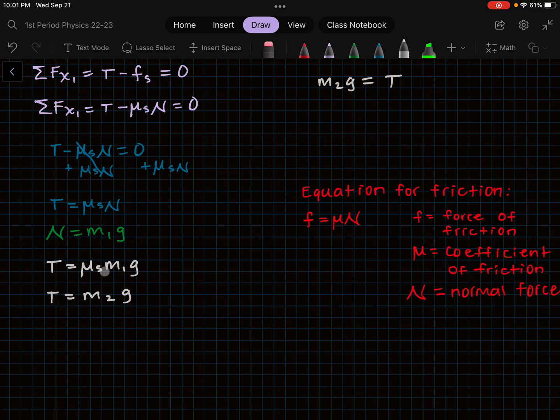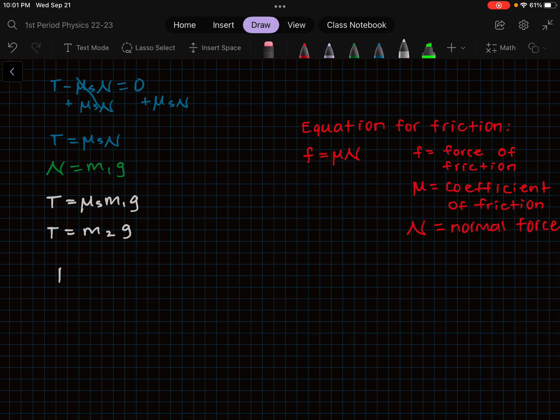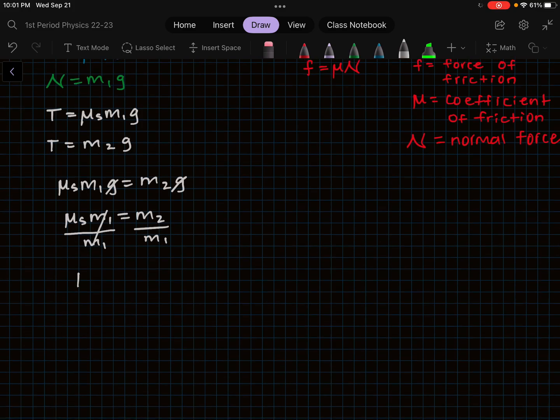So now I'm going to set them equal to each other, right? Because both of them are equal to T. And I'll have mu sub s, coefficient of static friction, times m1 times g is equal to m2 times g. I'm hoping you see that the acceleration due to gravity will cancel. And now we have mu sub s times m1 is equal to m2. So to solve for the coefficient of static friction, that's super simple. We just divide by mass 1. And we have that the coefficient of static friction is equal to mass 2 divided by mass 1.